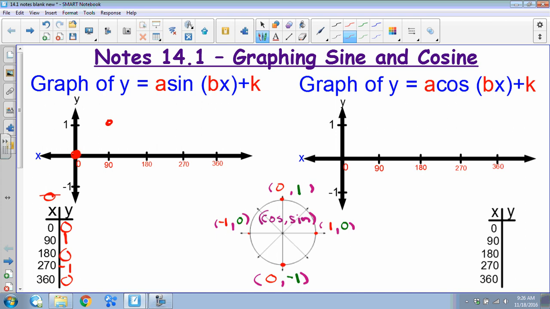90 degrees is 1. 180 degrees, back to 0. 270 degrees is down to -1. 360, back to 0. So your sine wave always starts at 0 if it hasn't been transformed at all. Sine starts at 0, it goes up, back to the x-axis, down, and back to the x-axis. And that represents one complete wave.